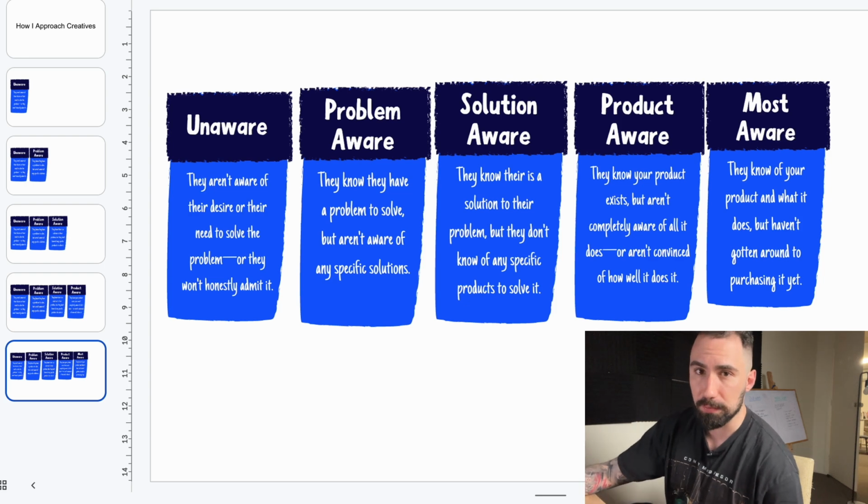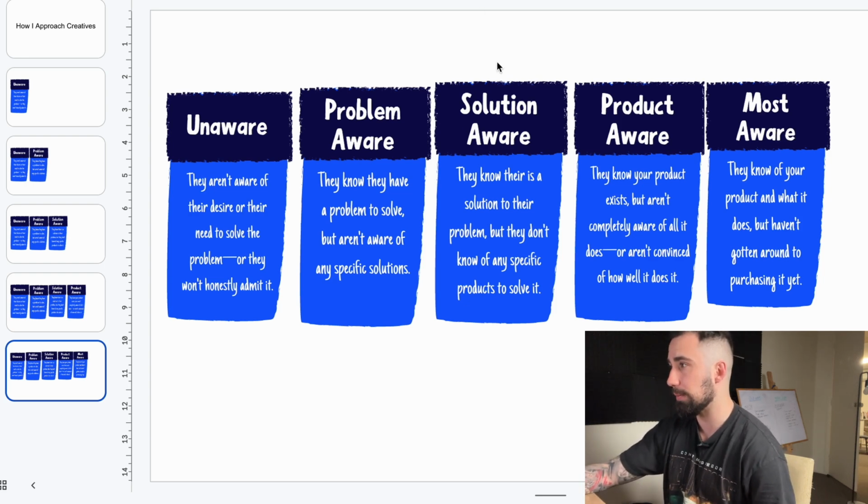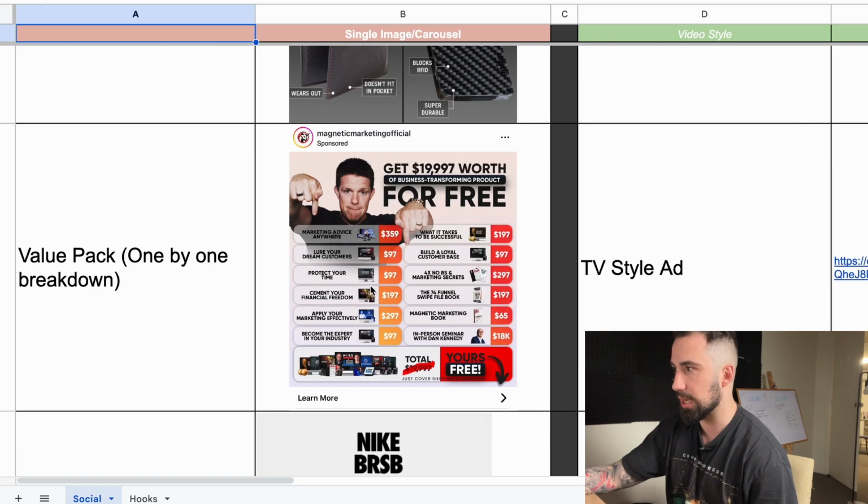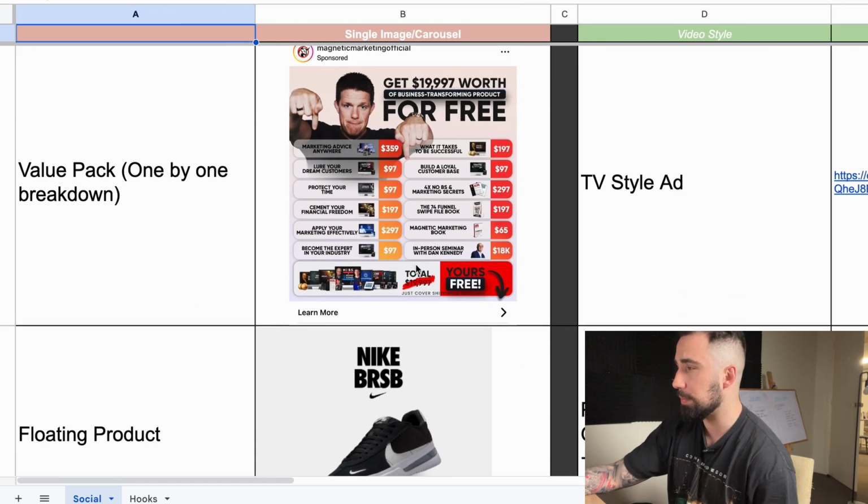So you are aware of the product, you are aware of what problem it solves. I know the solution, your service or product, the no BS marketing newsletter, and now you're actually showing what a great value I'm getting. This is a most aware type of ad. And you can easily copy these styles, guys.